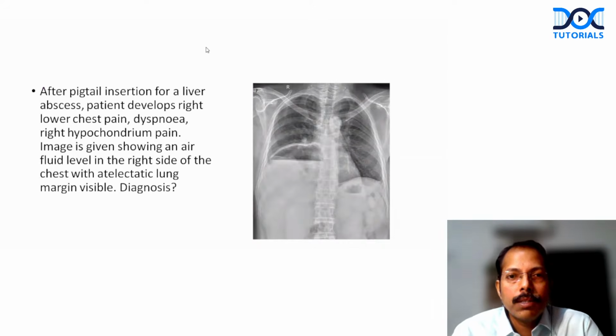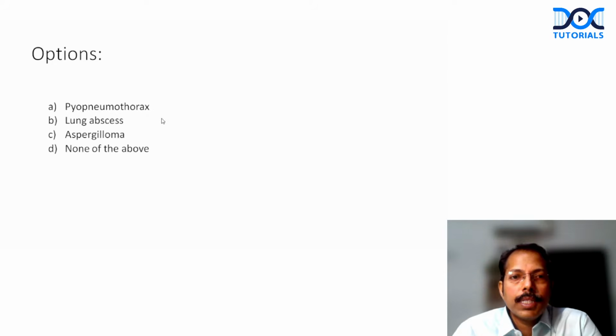After pigtail insertion for a liver abscess, patient develops right lower chest pain, dyspnea, right hypochondrium pain. Image is given showing an air fluid level in the right side of the chest with atelectatic lung margin visible. So what's your diagnosis? So X-ray has been given and the patient is a known case of liver abscess. Okay, and suddenly patient developed symptoms and the X-ray shown like this. On the right side, you can appreciate air fluid level. So the options given were pneumothorax, lung abscess, aspergilloma, none of the above. Okay.